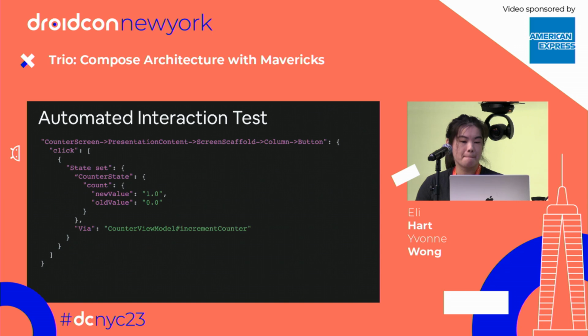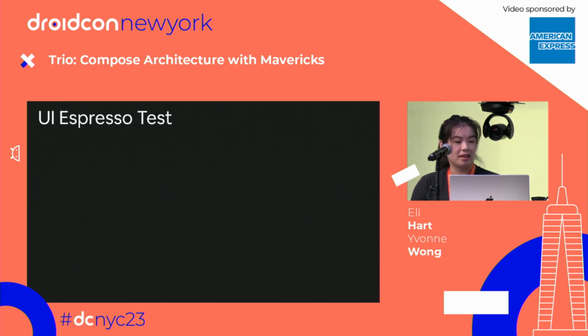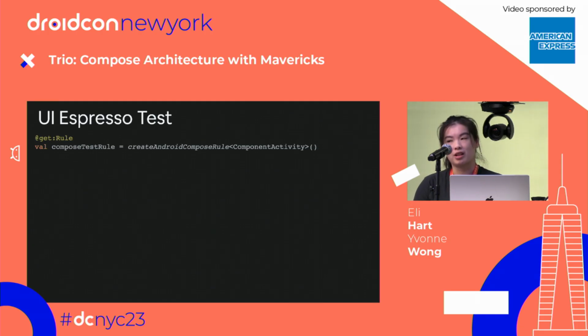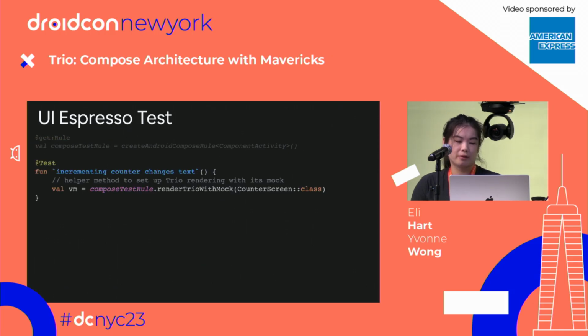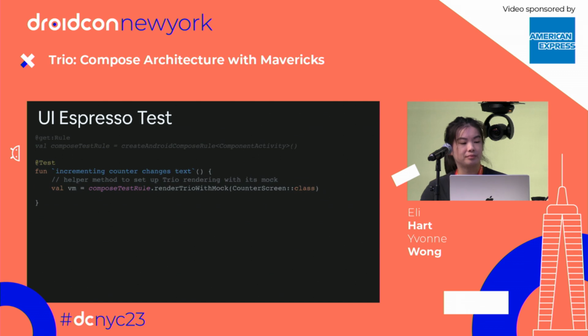Trio supports custom UI Espresso tests for use cases not covered by our other testing systems. We find this helpful to test complex interactions between the UI and view model. To demonstrate, let's write a UI test to verify that clicking the counter button correctly increments state and reflects a change on screen. We start with Jetpack's createAndroidComposeRule function for testing composable UI. Trio provides a helper function, renderTrioWithMock, to instantiate and render a Trio with its default mock state. This returns the Trio's view model, which we can use to make assertions.